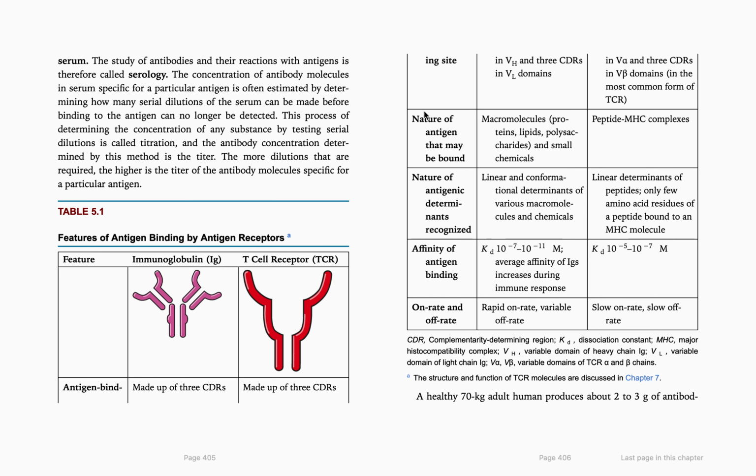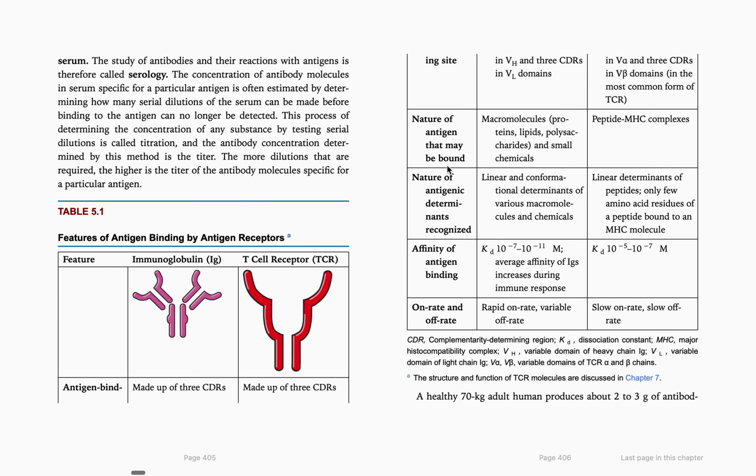You can see the antigen binding site. They are combined together, with VH and 3 CDRs together with the VL domain. But for the T cell receptor, it is V alpha and 3 CDRs in the V beta domains in the most common form of TCR.